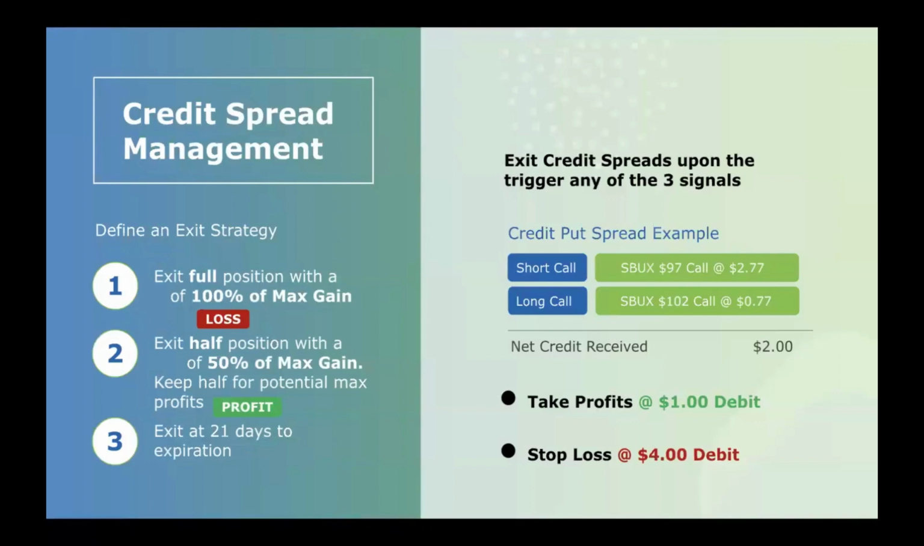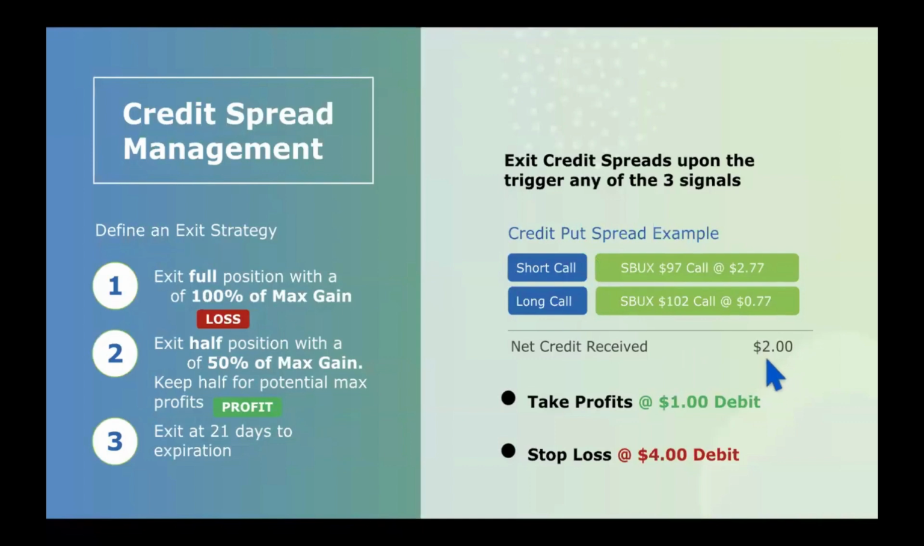We're going to define our exit strategy, and it's going to be the same thing too. Once again, if you have just one trade on versus more than one one-by-one spread, we're going to exit the full position at 100% of the max gain. So what was our max gain on this trade? Our max gain was $2. If the market just went straight south in this scenario, the most that we could make is that net credit received, or $2 on this trade.